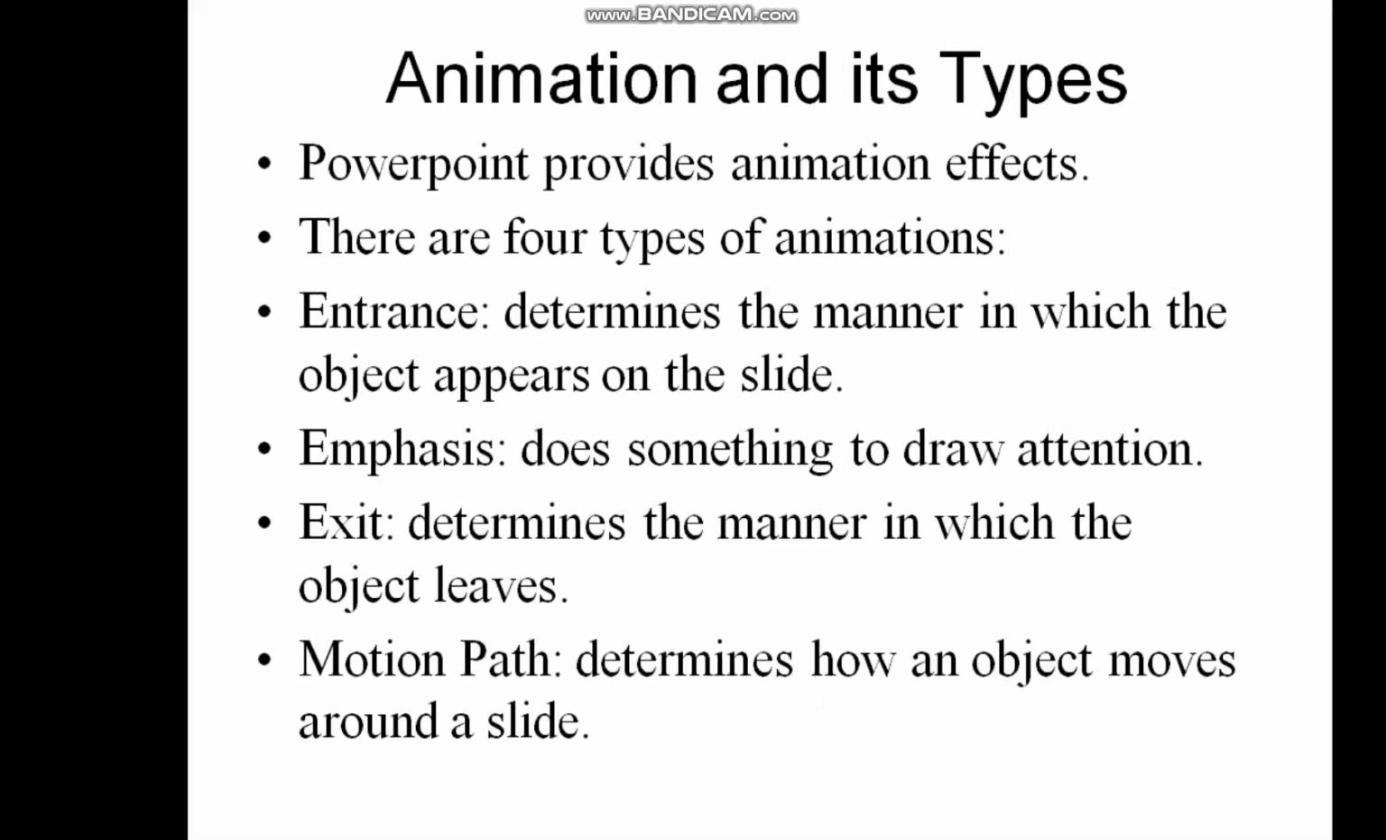What is animation? Animation is effects given to the PowerPoint slides to make them more powerful and attractive. There are 4 types of animations. First, entrance, that determines the manner in which the object appears on the slide. Second is emphasis, that does something to draw attention to your slide. Third is exit, that determines the manner in which the object leaves. Motion path determines how an object moves around a slide.